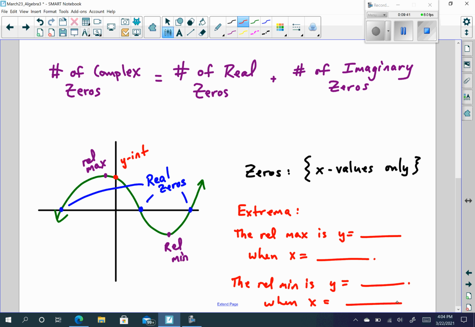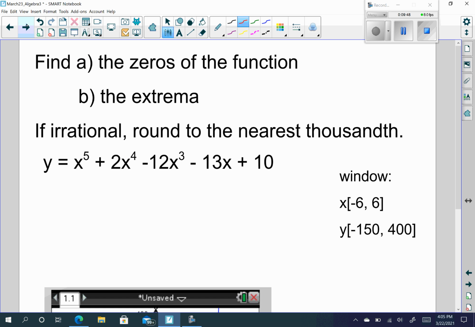All right, so we're going to take a look at an example where we pick out all of these pieces. We're analyzing the graph. On a lot of these problems, I'm going to give you this nice window, this viewing area. The picture I have here is from my calculator, but I'm also going to walk you through Desmos. So please copy down this equation, y is equal to x to the fifth plus 2x to the fourth minus 12x cubed minus 13x plus 10, and then type that into Desmos or your graphing calculator. Desmos is going to be a lot easier though.